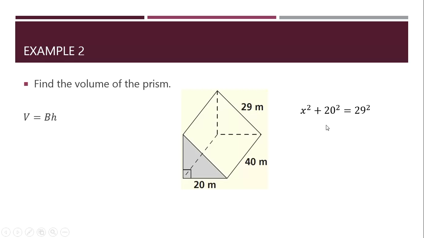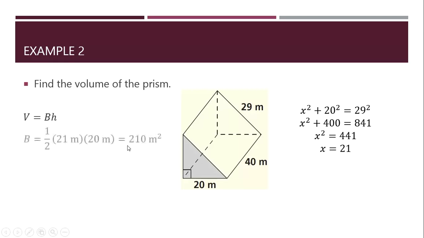You may want to grab a calculator at this point just to make sure your numbers are okay, because 20 squared will give me 400, 29 squared will give me 841. If I subtract the 400, I get 441. Please don't forget that you undo a square with a square root. So it turns out my missing little length here is 21. So now I can find the area of my triangle. 1/2 times 20 times 21 should give me the area of my triangle, or the area of my base, which is 210 meters squared in this particular case.